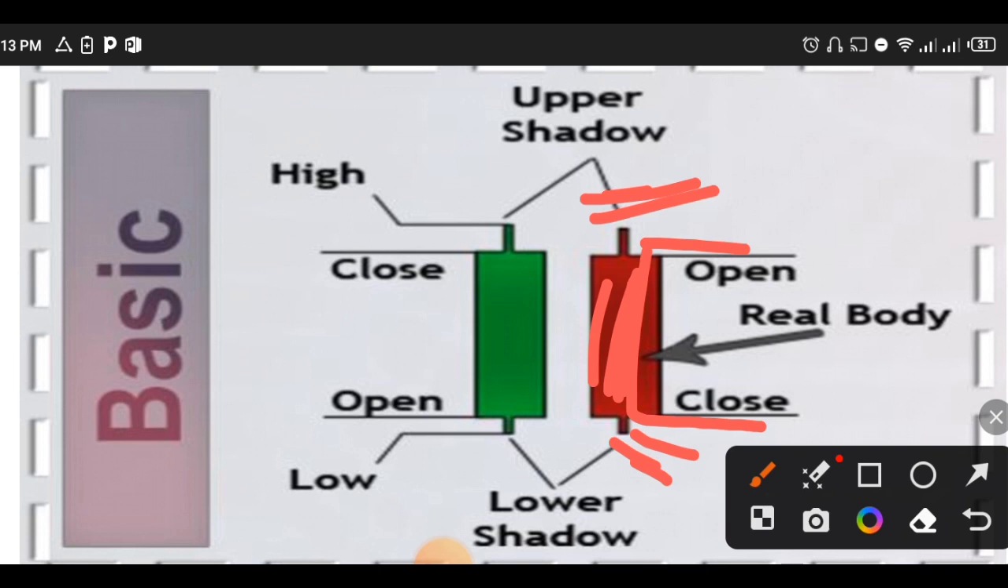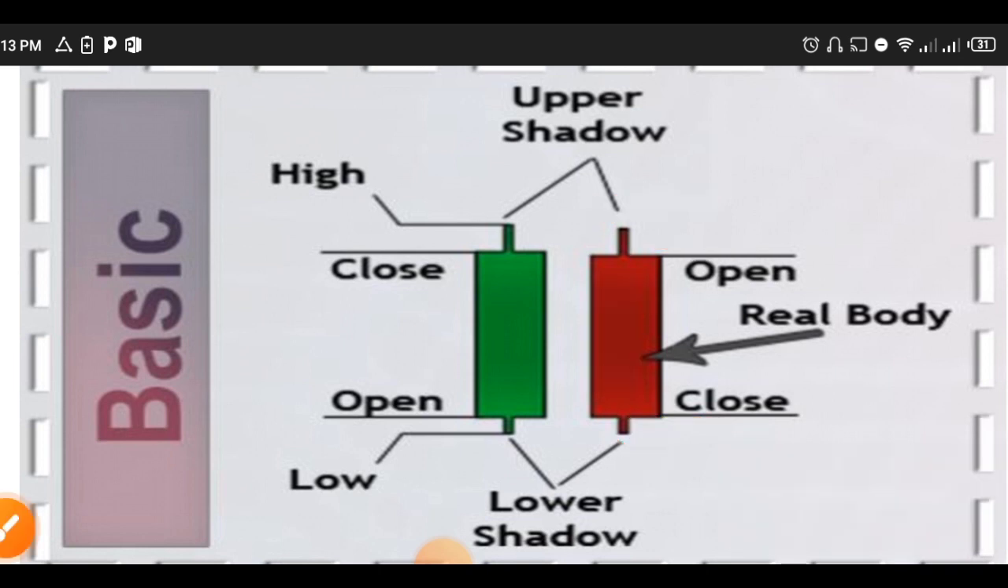We have the open. For bullish, it opens below and closes above. For bearish, it opens above and closes below. So whenever you see the candle closes below, it automatically turns red. That is bearish, right? So this is how a candlestick is being formed.